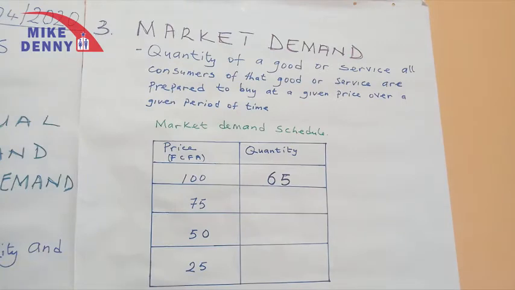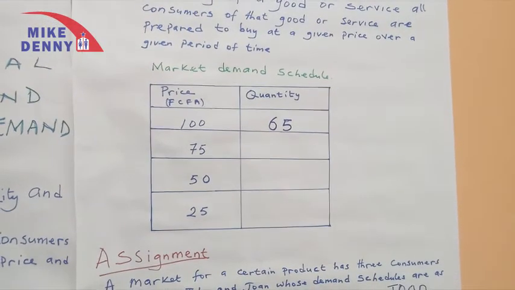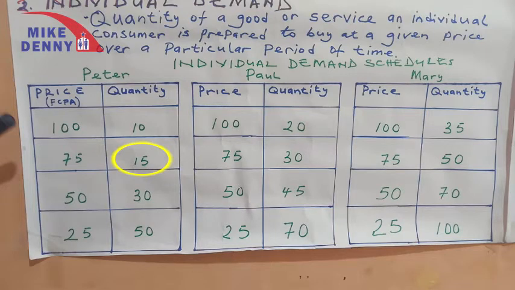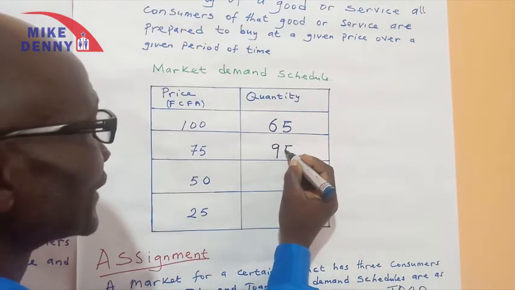Then you go to the second price, which is 75. At 75, Peter was ready to buy 15. Then Paul was ready to buy 30. And Mary was ready to buy 50. 15 plus 30 gives 45. 45 plus 50 gives 95. So the market demand at 75 is 95.